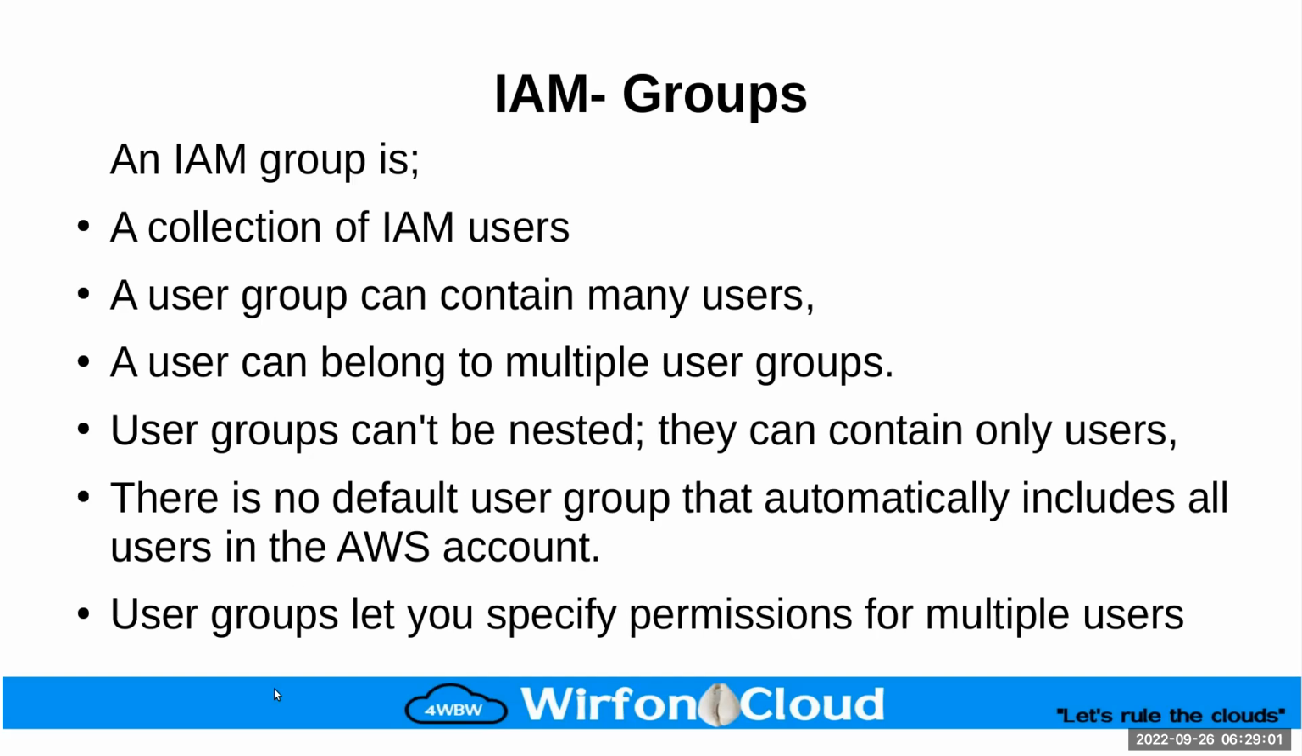The other highlight, which some people wonder about, is that there's no default user group that automatically includes all users in an AWS account. When you have an AWS account and you are creating users, you don't have any default group that users fall into. You must create a group and then assign users to that group. In some systems, when users are created, they automatically belong to a default group. That's not the same in AWS. Just keep in mind that there's no default user group. You have to create every group.